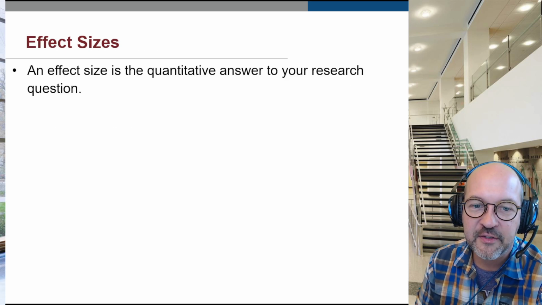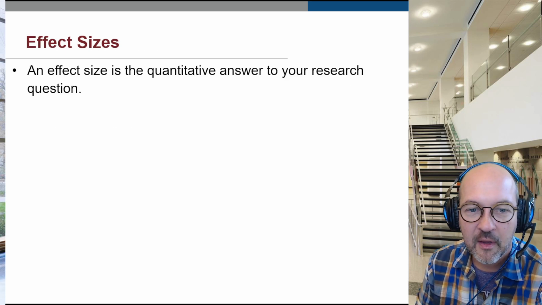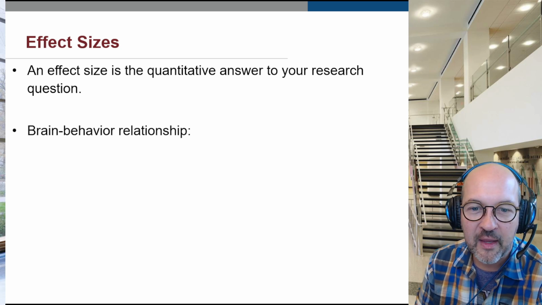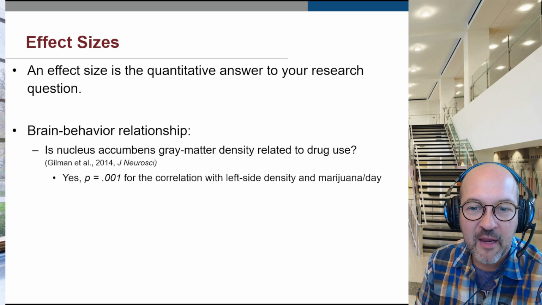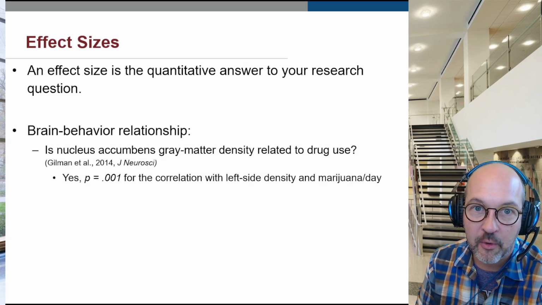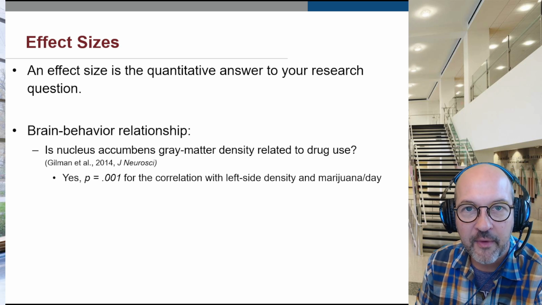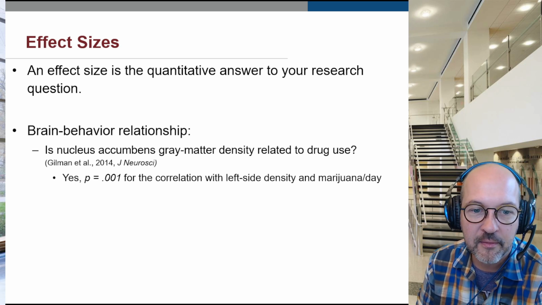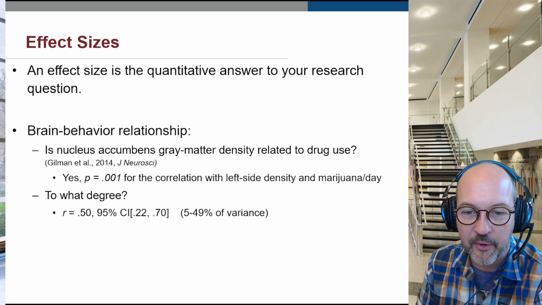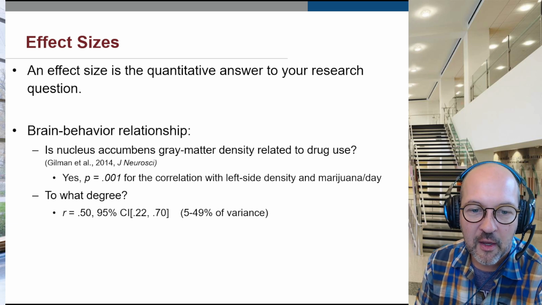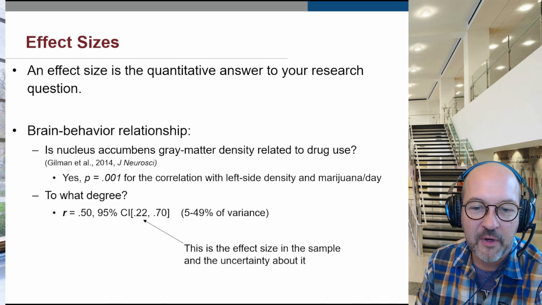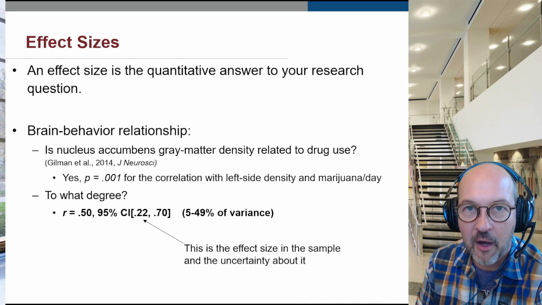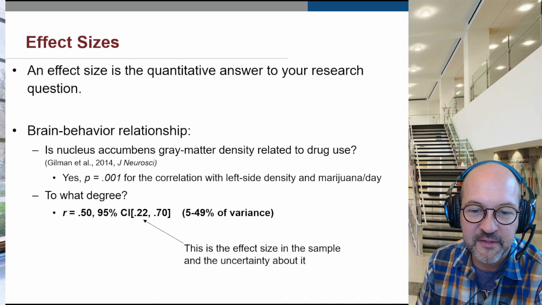An effect size is a quantitative answer to your research question. For example, suppose you wanted to know if nucleus accumbens volume relates to drug abuse behavior. Typically, we frame and answer this in qualitative terms. Is there a relationship? We then report a p-value and use it to make a qualitative yes or no decision. In addition to this qualitative approach, though, we can take a quantitative approach. We can ask, to what extent or degree are these measures related? The effect size for this type of question is Pearson's r and its confidence interval. No matter what your research design, there's always a corresponding quantitative question and effect size answer.